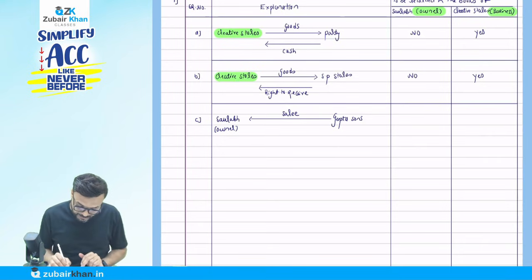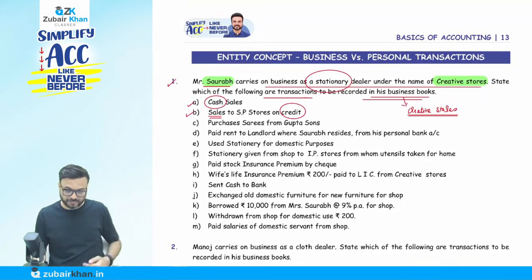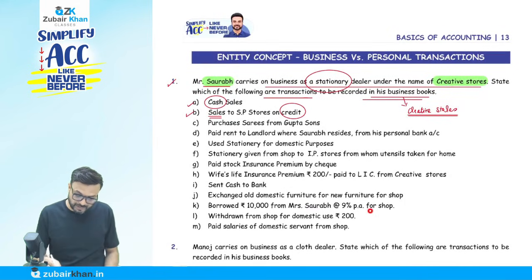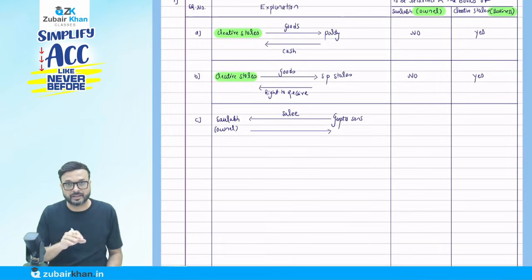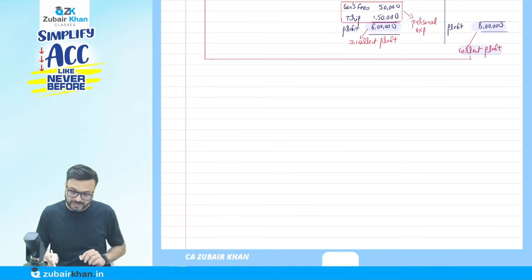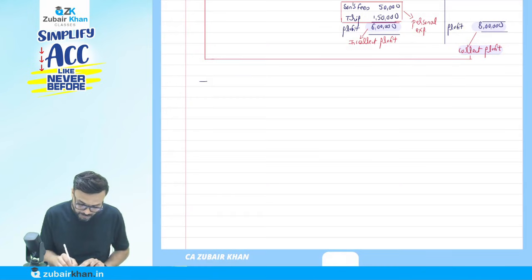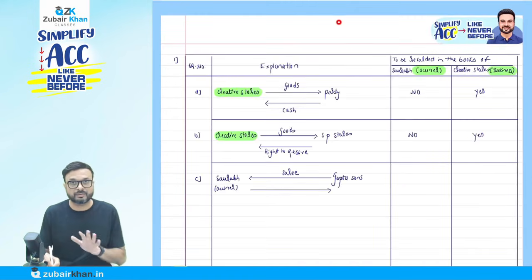But in return, he has not yet paid. Why? Now you will ask me, sir, Saurabh is purchasing a sari from Gupta Sons, why are you saying he has not yet paid? I will tell you why. Okay, let me write something down and then I will come back to this point. You can write it down anywhere. I'm writing it here because I have some space here, okay? But you can write it anywhere.